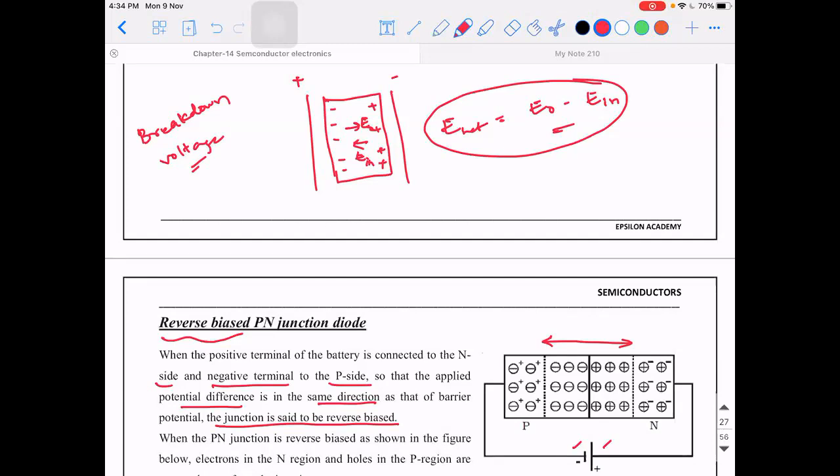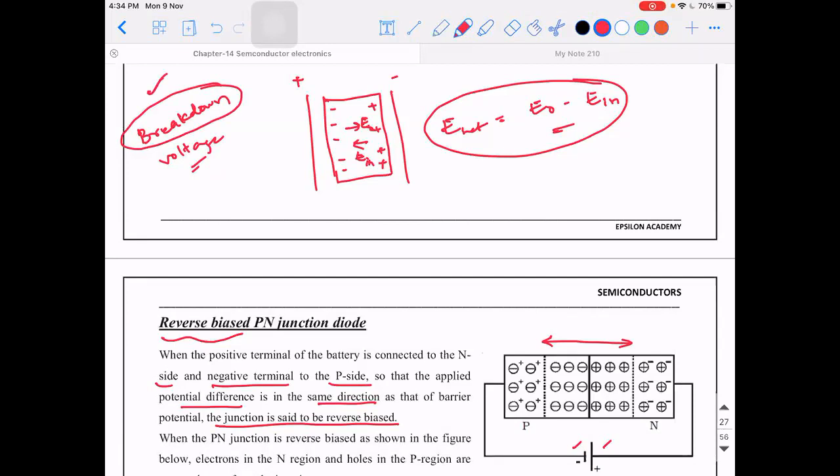Breakdown voltage means, do you think the dielectric will break into parts? The magnitude of the external electric field for which the dielectric gets completely converted into a conductor. Very good. Because when we say breakdown, what do people think? Do you think it is going to break into pieces? No. Breakdown is a term which is used for insulators generally.